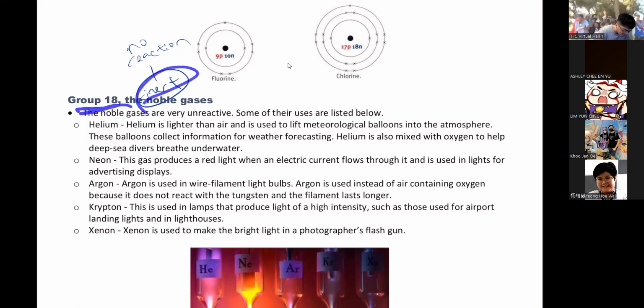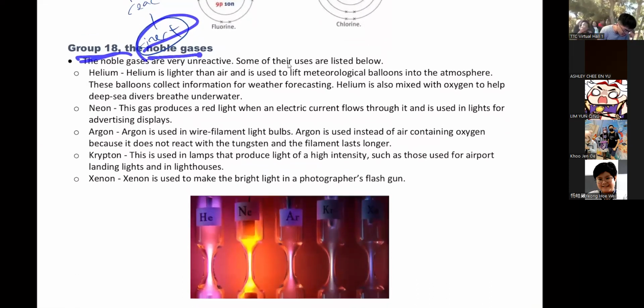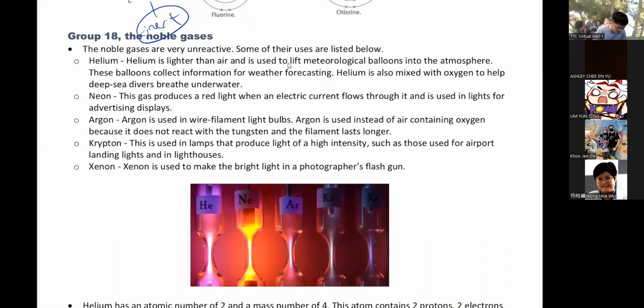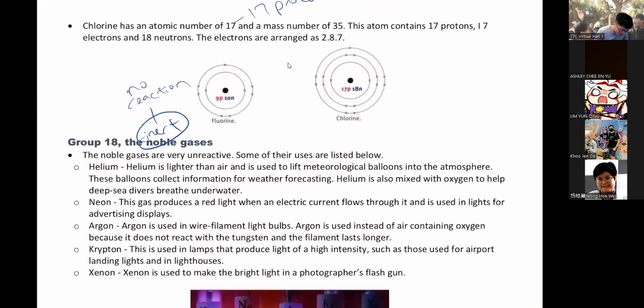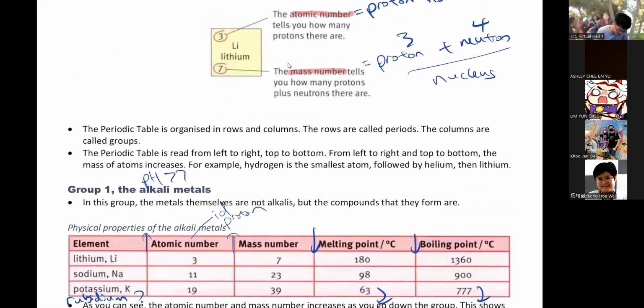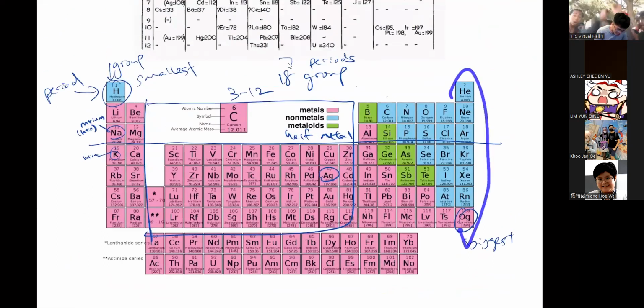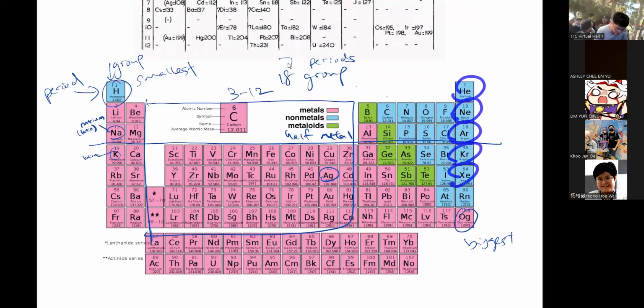So your group 18, which is your noble gases, are very inert too. That means these gases won't react with anything. None. You give them fire, you give them oxygen, you give them whatever, they will say, okay, no reaction. So where is group 18? Group 18 is here. You have your helium, neon, argon, krypton, and xenon.